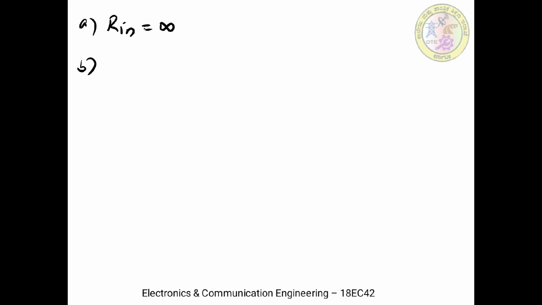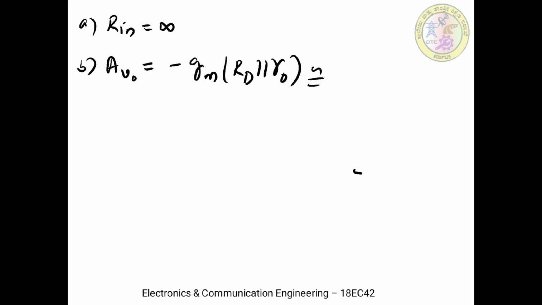Next value that we have to find is the open circuit voltage gain AV naught. The expression for AV naught in case of common source amplifier without Rs is minus Gm into Rd parallel to R0. This can be approximately equal to minus Gm into Rd also. Why? Because R0 value is very much higher when compared to Rd. So even though you solve this parallel resistors, finally we are going to arrive at Rd only.